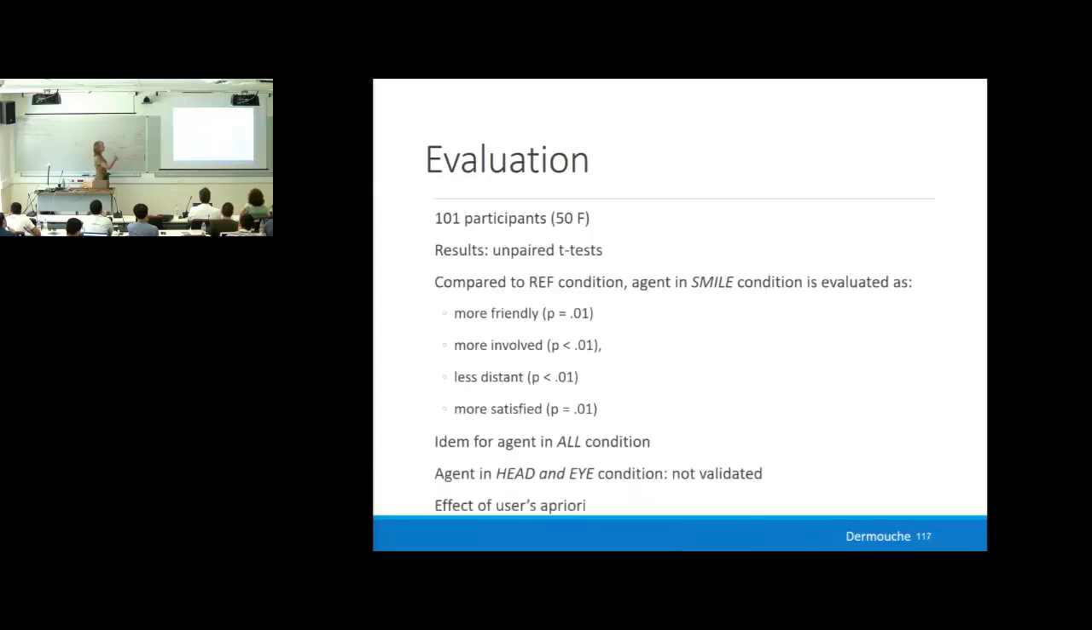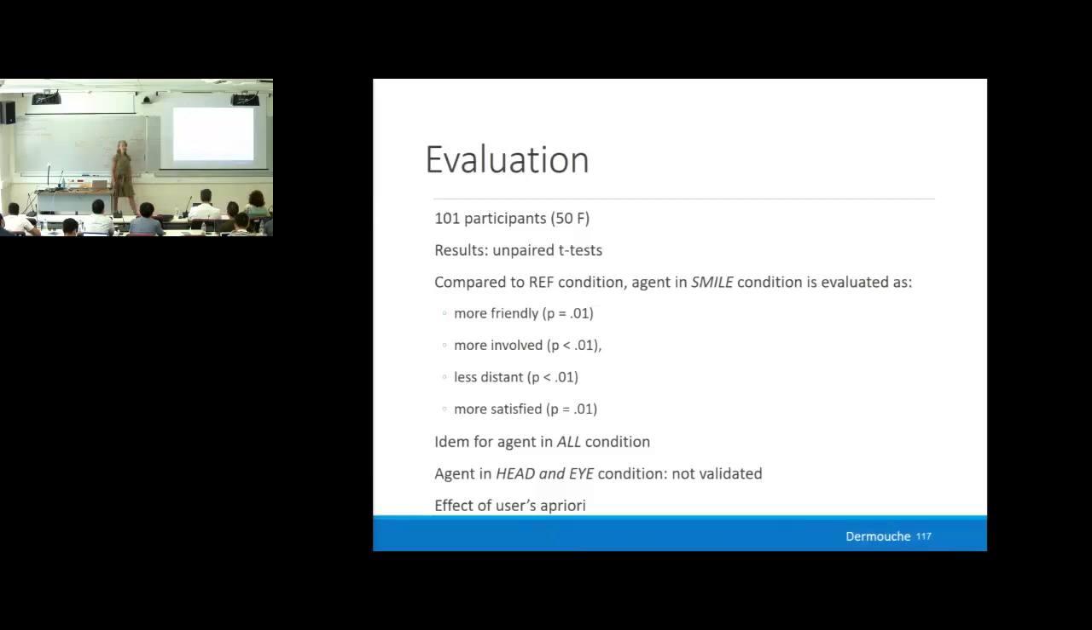Okay, so all those questions were answered after the interaction. We had 101 participants, 50 female, and the results were measured through an unpaired t-test. What we found is that compared to the reference condition, the agent in the smile condition, as well as in all conditions, appeared more friendly, more involved, less distant, more satisfied. However, the agent in the head and eyes condition was not validated. We couldn't find a result.